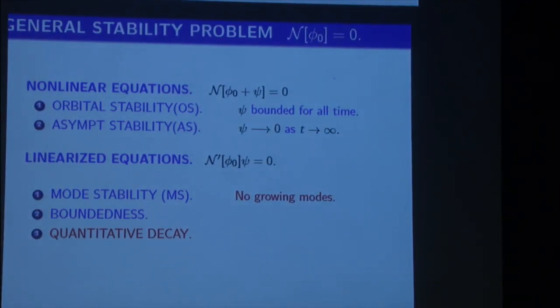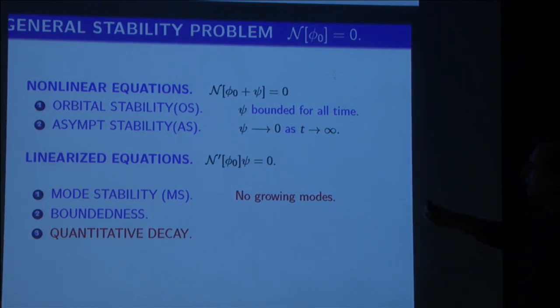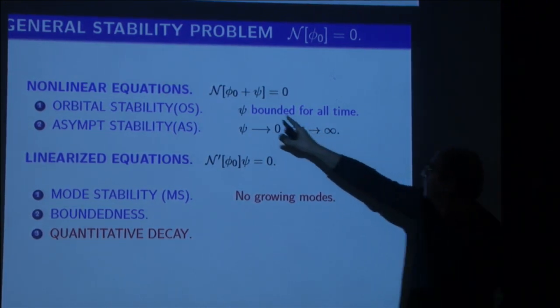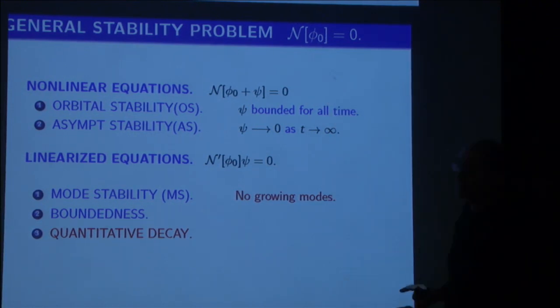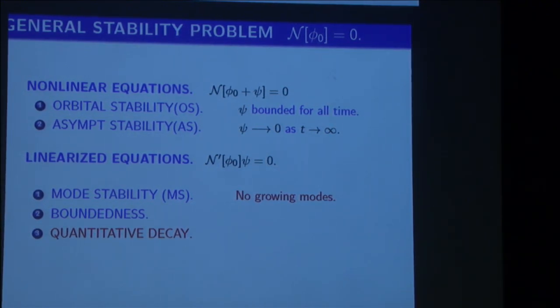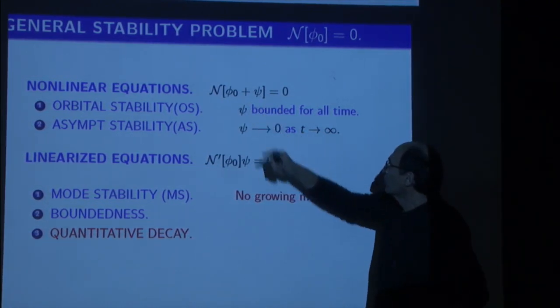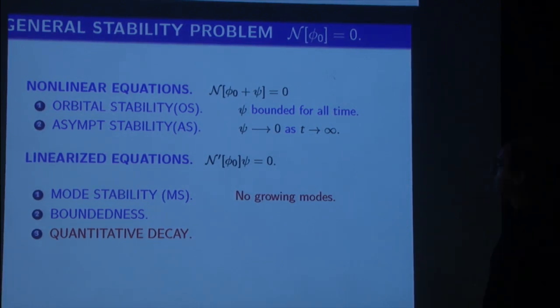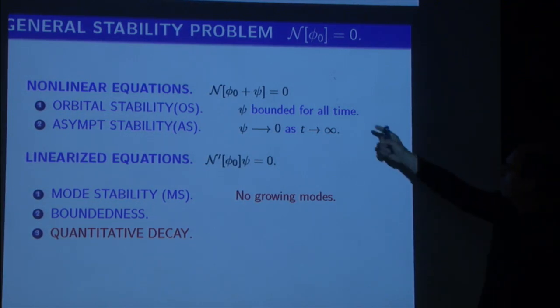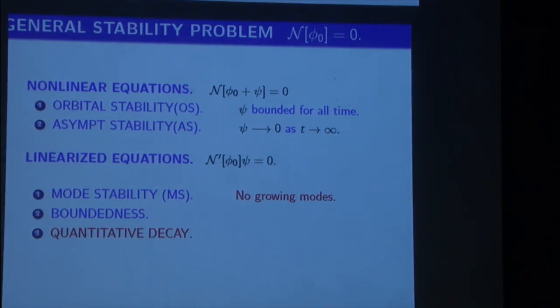All right, so last time, which means yesterday, I talked about the general stability problem. So let me recall very fast. We look at nonlinear equations where you have already a solution, which is phi 0. Typically, phi 0 is going to be a stationary solution that we're interested in, and psi is some small perturbation. You start with initial data which are small, and the question is, what happens as t goes to infinity? Orbital stability will mean that psi remains bounded for all time. Asymptotic stability will mean that psi goes to 0, and the perturbation converges to 0 as t goes to infinity.